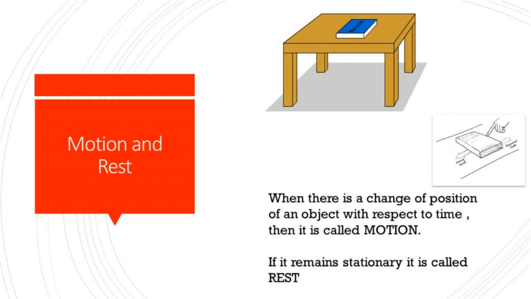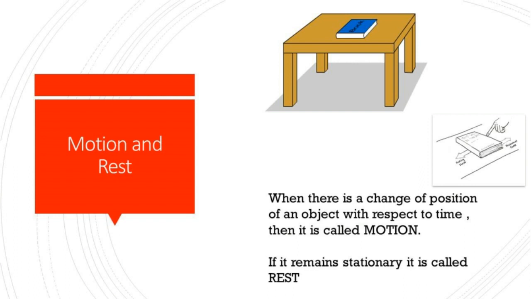Motion and rest. What is rest and what is motion? Come, let's see an example to understand motion and rest. Suppose there is a book on your table right in the middle. Is the book moving? You will say it is not moving, it is at rest. If you push the book to one side of the table, you will say the book is moving. When the book was at the same place with respect to the table, you say the book was at rest. But when it was pushed from one place on the table to another place, you say it was moving.